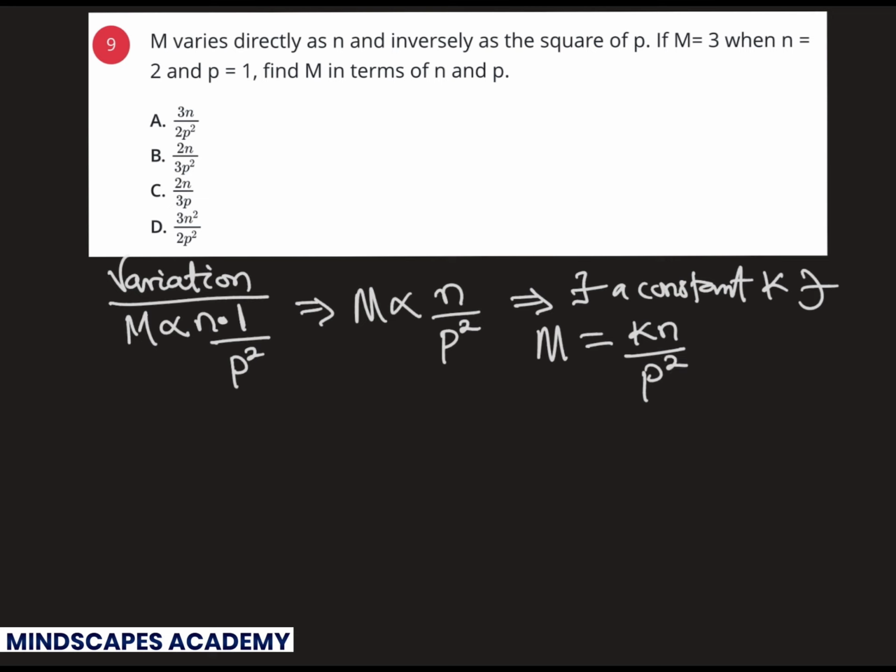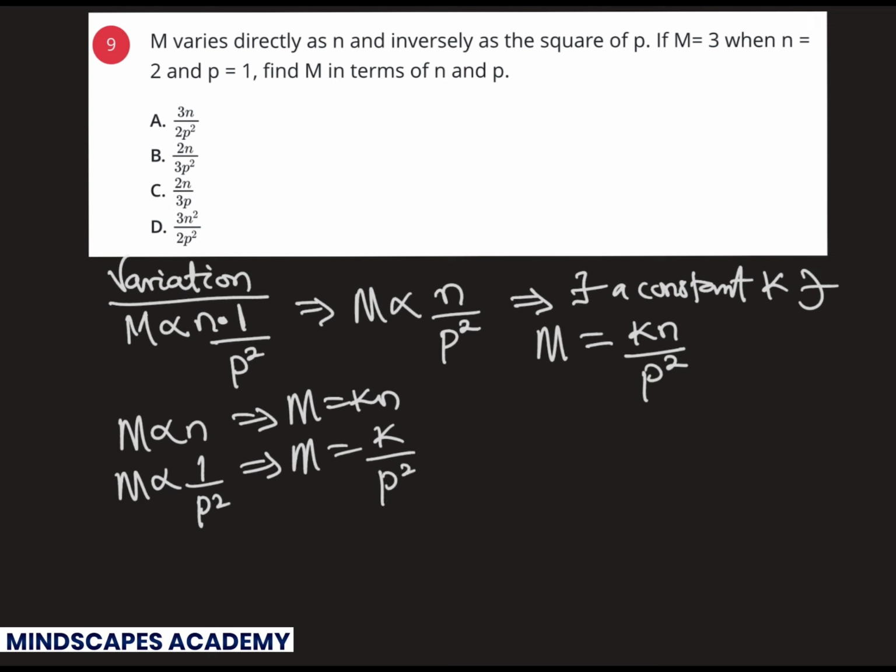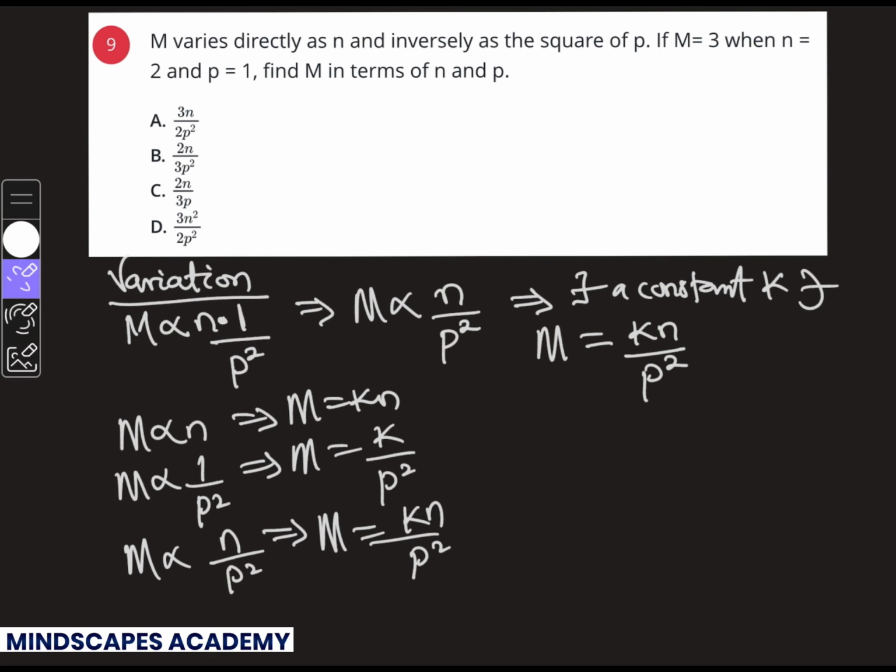So from varies, if you want to change it for this kind of problem, it varies directly, you introduce a constant. If the question is M varies directly as N, and that is where the question stops, there's also a constant. If the question is M varies inversely as P squared, that will be K over P squared. But now it is both, M varies directly and inversely. There is also a constant. So that is how we have that. Okay, what next?